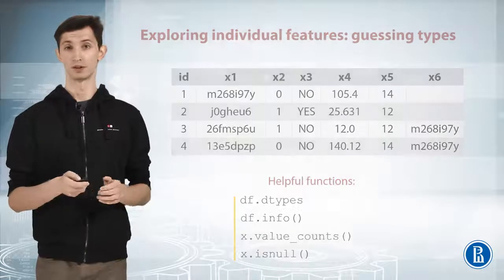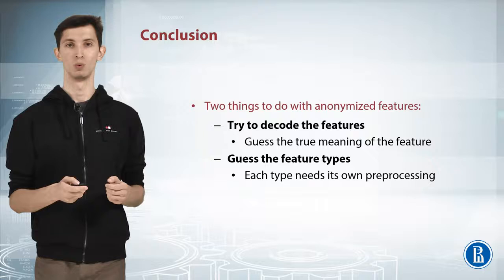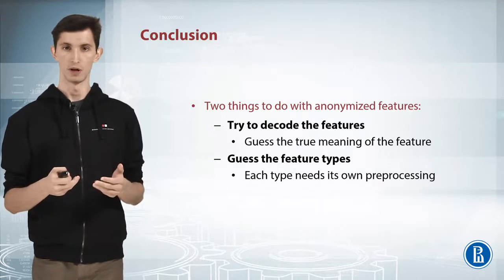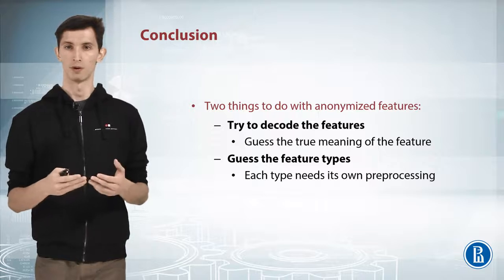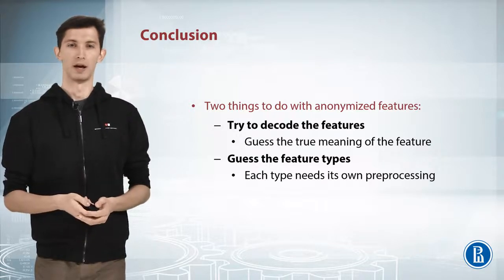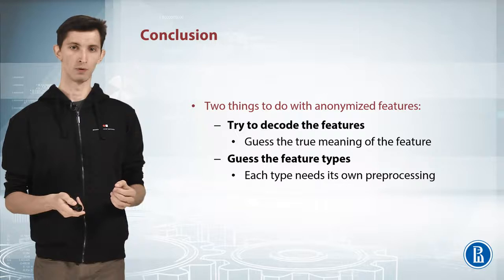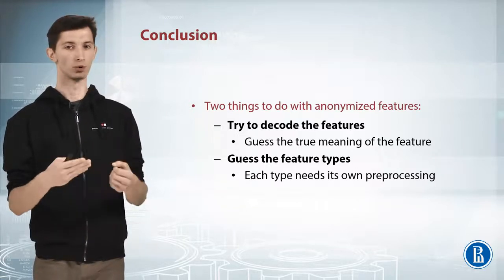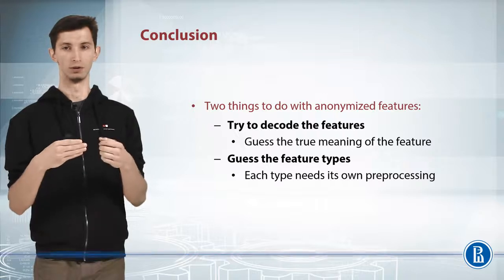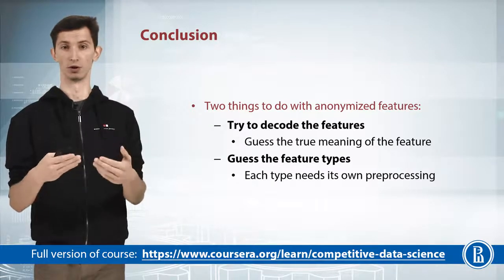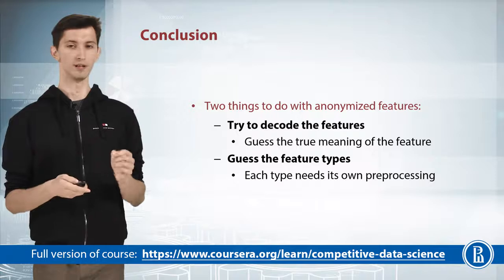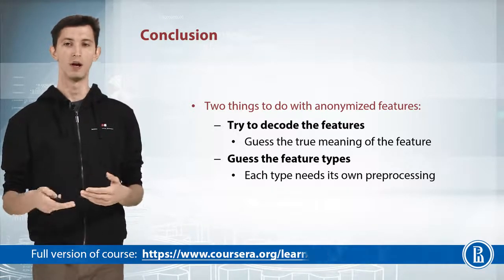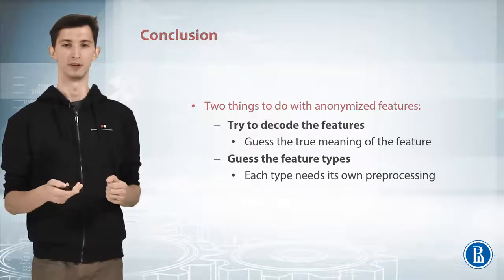In this lesson, we were discussing two things we can do with anonymized features. We saw that sometimes it's possible to decode features, to find out what a feature really means. And no matter whether we understand the meaning of the features or not, we should guess the feature types in order to preprocess features according to the type they have and the selected model class. In the next video, we will see a lot of colorful plots and talk about visualization and other tools for exploratory data analysis.